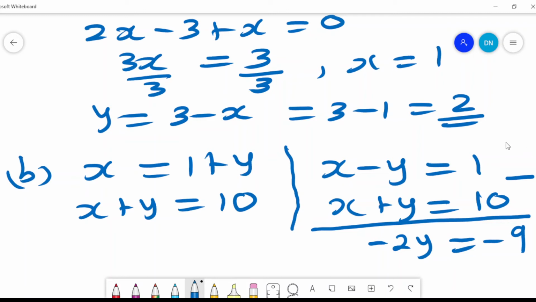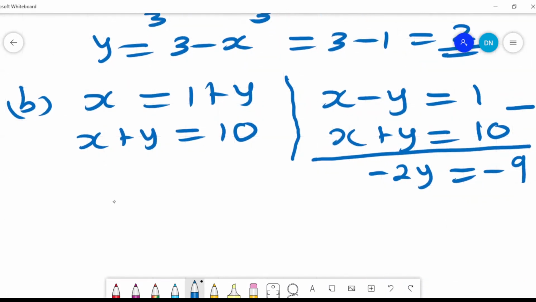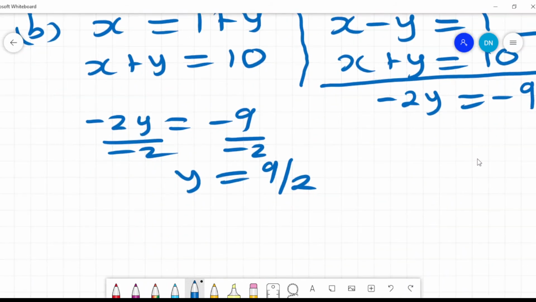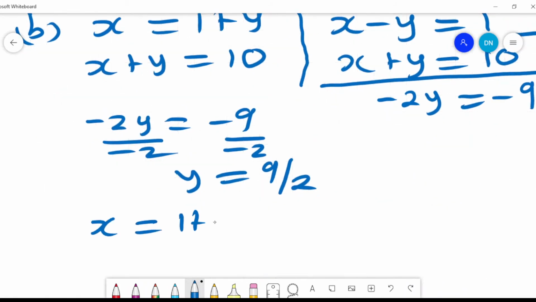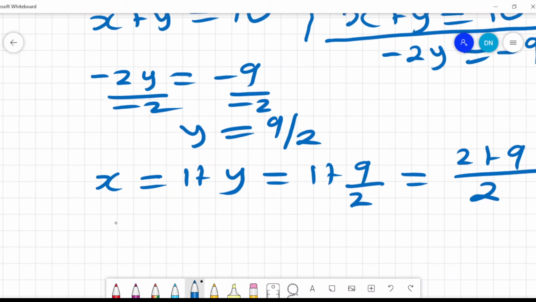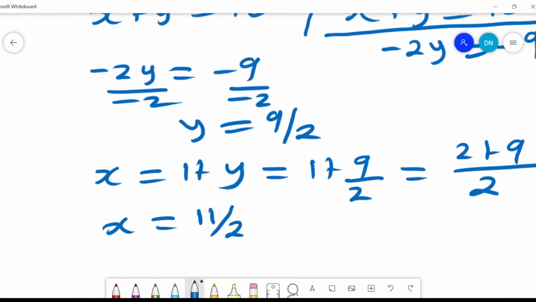And therefore, I can get the value of y. Negative 2y is equals negative 9, divided by negative 2, divided by negative 2. So y is equals to 9 over 2. And since I got the value of y, I can get the value of x. I know that x is equals to 1 plus y, which is 1 plus 9 over 2. And LCM is 2, that is 2 plus 9. And I'm able to get the value of x. And therefore, x is equals to 11 over 2. So those are the two values that I have for the x and y.